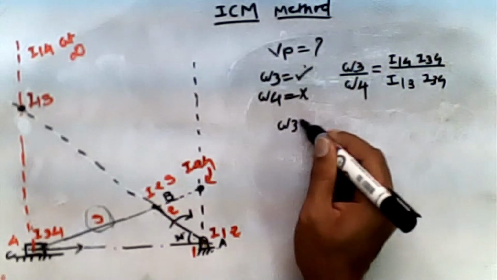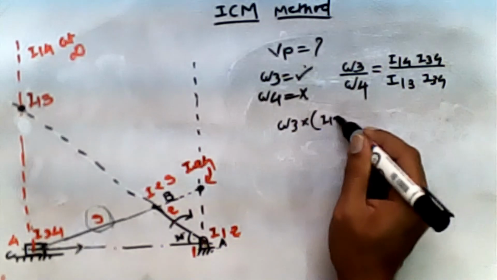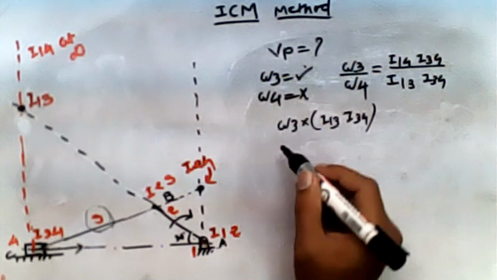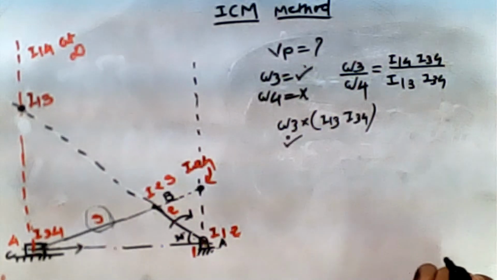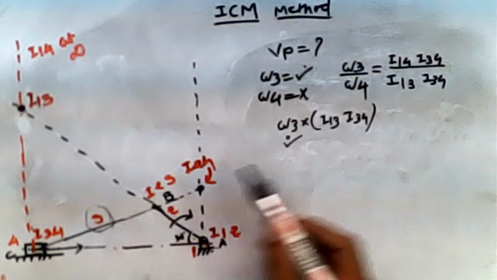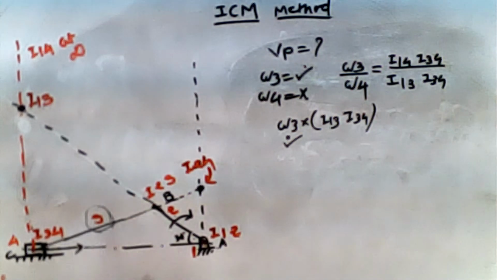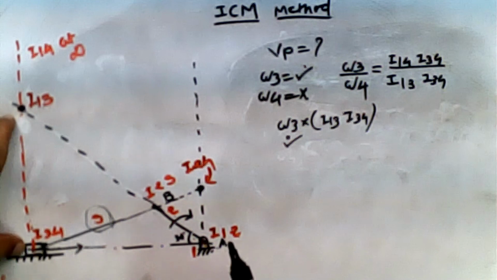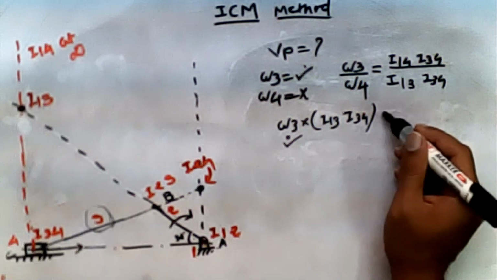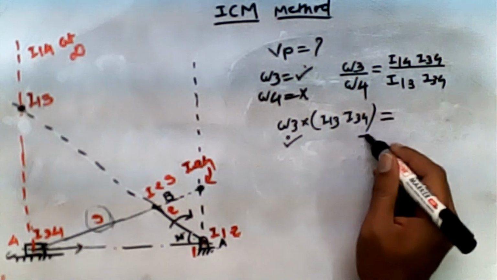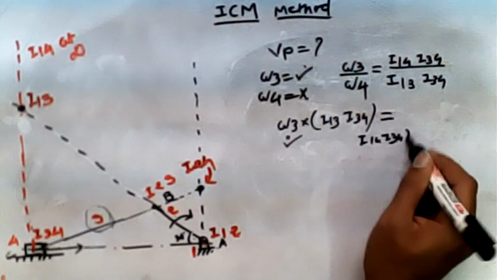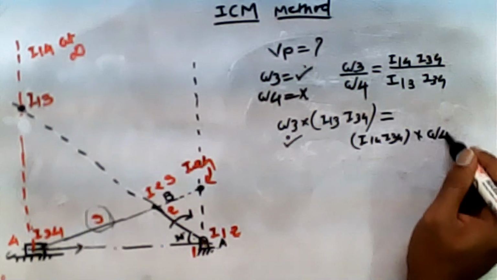Omega 3 into I13, I34. Omega 3 is known to me. Correct. That I have calculated. I13, I34. Where is I13? I13 is here. I34 is here. You can take a scale and measure it. You can write that value is equal to I14, I34 and omega 4.